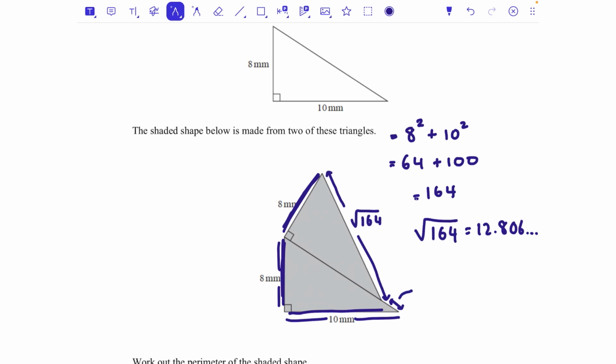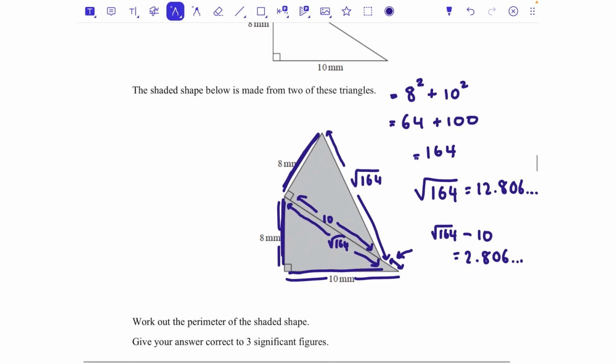Now, to find out what this little bit here is, it's going to be the difference between this length, which we know is 10, and this length, which we know is 12.806 or root 164. So in my calculator, I'm going to type root 164, or I can use the answer since it's still sat in my calculator, take away 10. And that's going to get me an exact answer for that little bit there. And of course, it's going to be 2.806 and the rest of it.